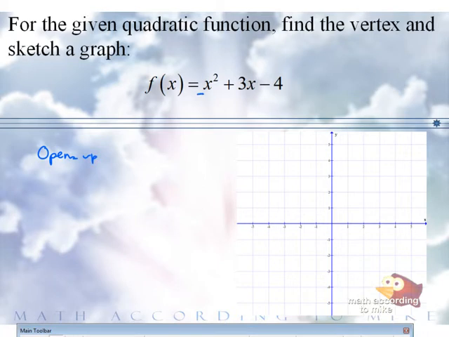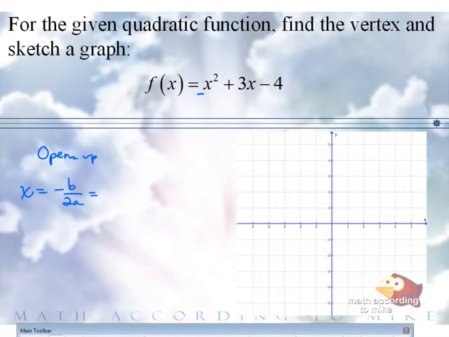Now, based on the vertex alone, we do not have enough information to plot a great graph here, but in our next example, we're going to find intercepts as well, so we'll get a much better picture there. So let's find the vertex. Notice this is an ABC format, because you have ax squared plus bx plus c. So to find the x coordinate of the vertex, remember that's given by negative b over 2a.